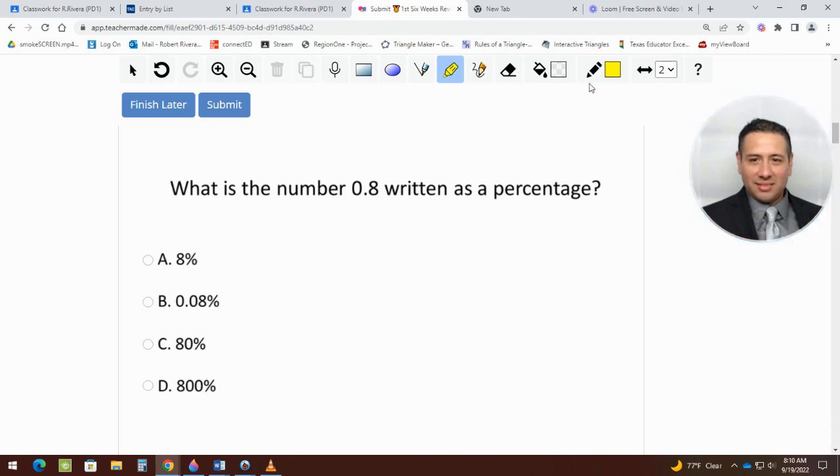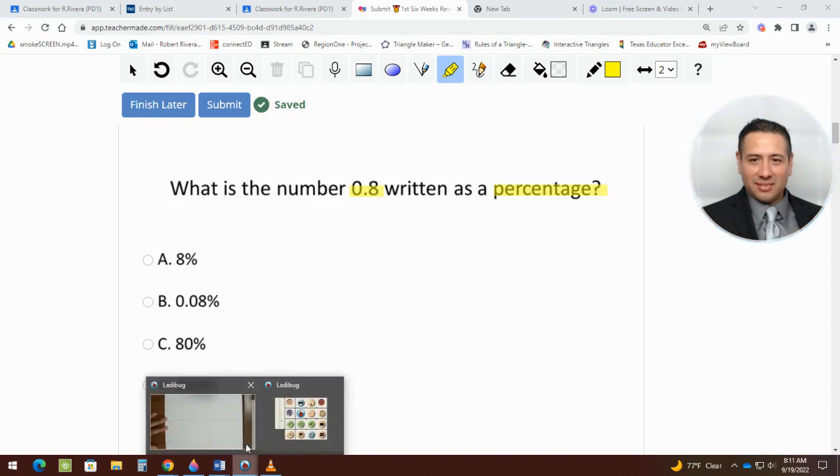And then 1. So I'm going to highlight what would be important for number 5. What would you highlight here? Obviously the 0.8. What else would you highlight? They want you to change it to percentage. Yes? That's the most important thing. Have I taught you how to go from decimal to percent? Yes. Of course I have. So we're going to do it right now.